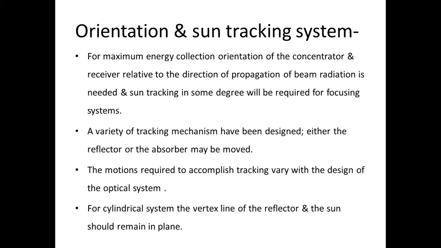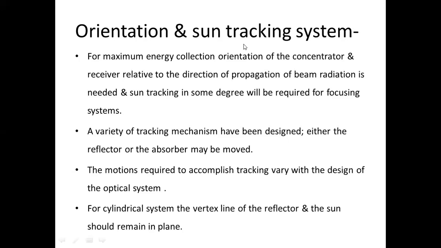So the next point is the orientation and sun tracking system. Here, for collecting maximum energy, the orientation of the concentrator and receiver related to the direction of propagation of beam radiation is necessary. Orientation means keeping the physical angle of the panels. That means the receiver's position according to the direction of the radiation, keeping the receiver's direction according to the beam radiation, or whatever radiation we are getting.